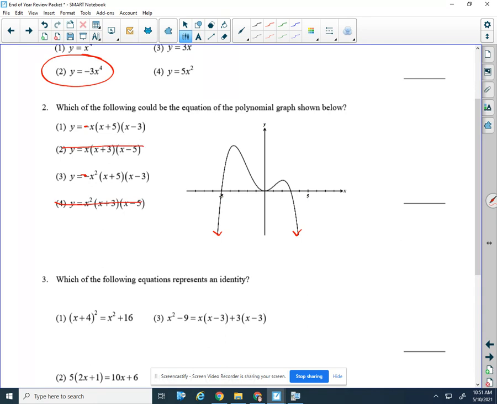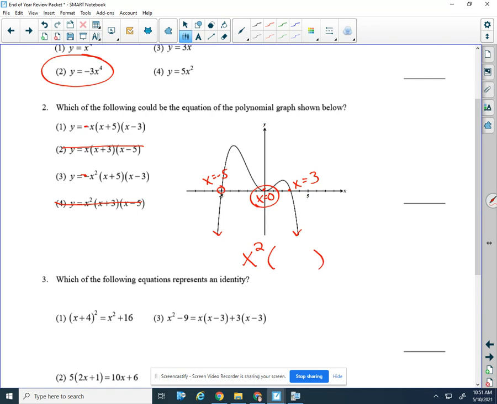So now I'm going to look at the zeros. This is a negative 5. This 0 is 0, and it looks like a double root as well. And this is 3. If I had to write this equation, I'm going to start with this one because it would be x minus 0, and since it's a double, squared. So I could say x squared.